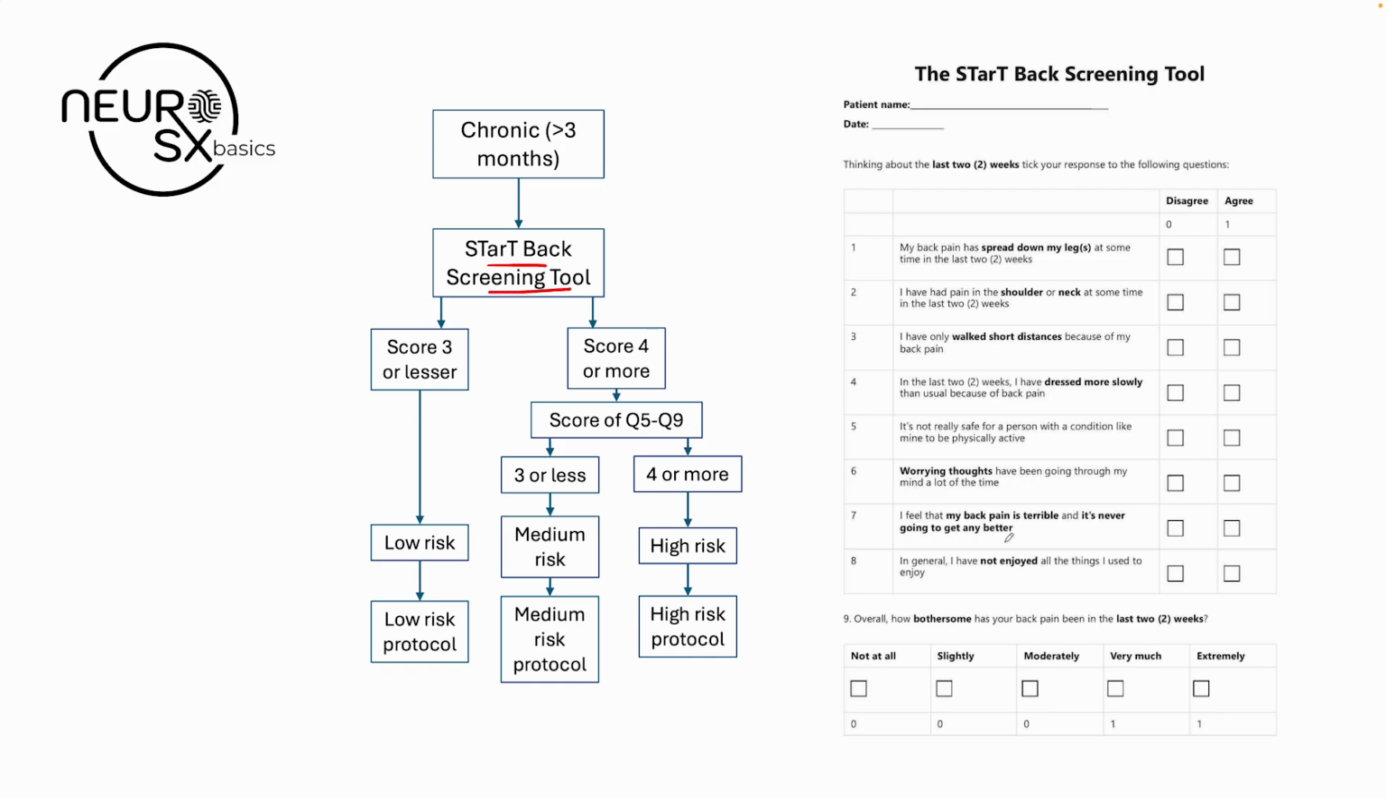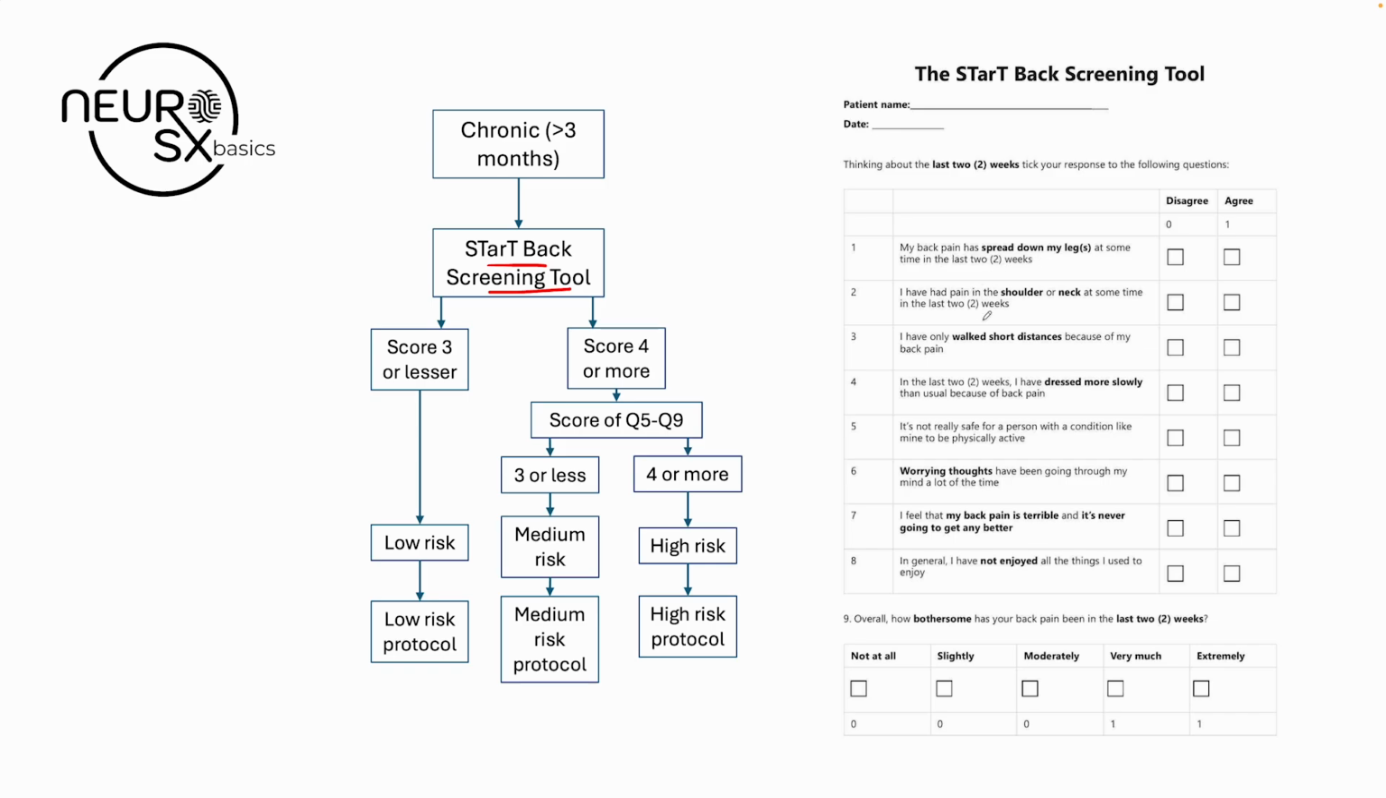Okay, and over here on the right we have the STarT Back screening tool. It's basically just 9 simple questions with a very easy scoring system. Okay, so here a disagree gives you a 0 and an agree gives you a 1 score. Simple, straightforward question: my back pain has spread down my legs at some time in the last 2 weeks.